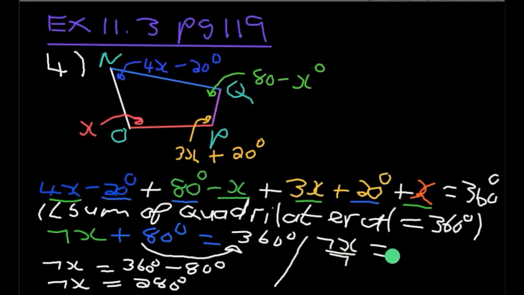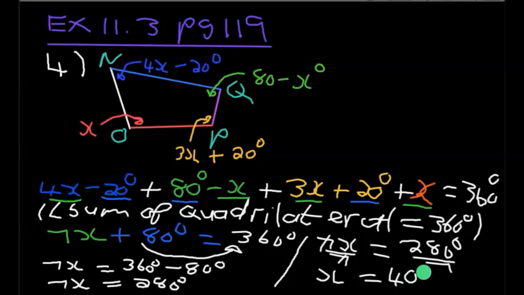What we do on the one side, we need to do on the other side because it needs to be in balance. So we have to divide the 280 degrees by 7. And now the 7's cancel, so we simply have x equals 280 divided by 7. 7 goes into 28 4 times, so it is 40 degrees. So therefore x equals 40 degrees.